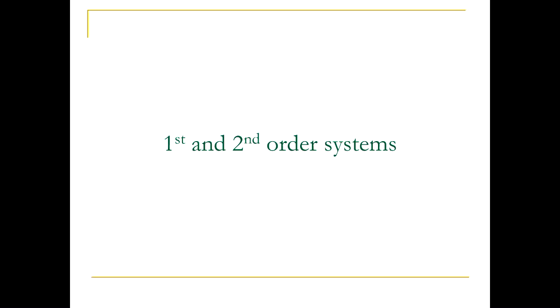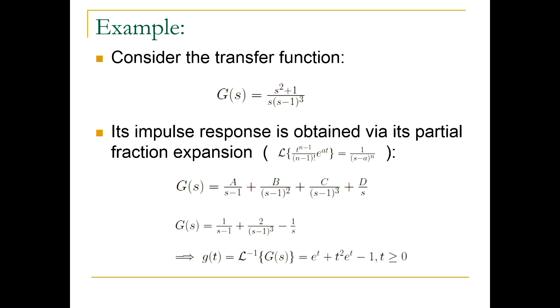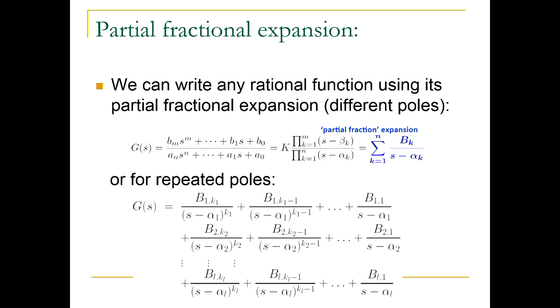Can you repeat what you mean by proper system? Proper system is a system that has the same number of zeros and poles. Note that n is the order of the polynomial in the denominator and m is the order of the polynomial in the numerator. When n is equal to m, I call it proper.